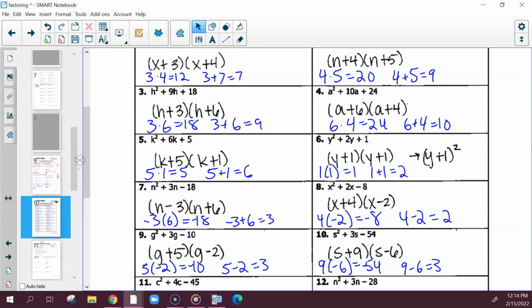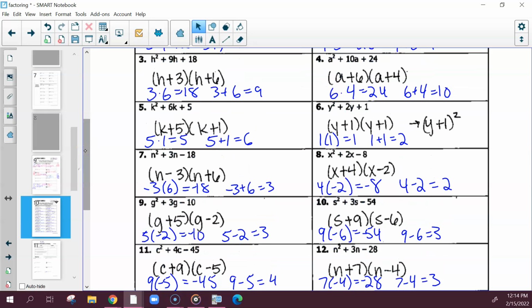I'm just going to read off the factors. If you didn't get to a certain one, write it down, yes, but go back and make sure that you get how we got those answers. Number 3, h plus 3, h plus 6. Number 4, a plus 6, a plus 4. 5, k plus 5, k plus 1. Remember, this is on Canvas too. 4, we did 7. Number 8, x plus 4, x minus 2. 9, g plus 5, g minus 2.